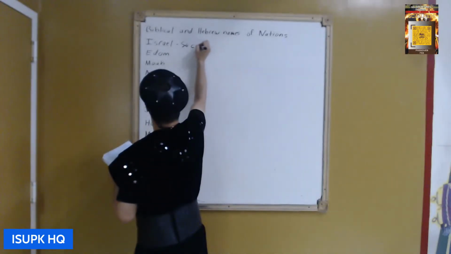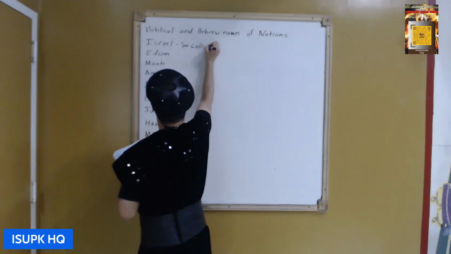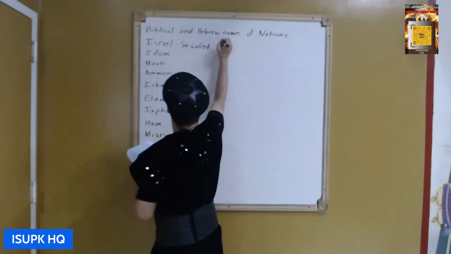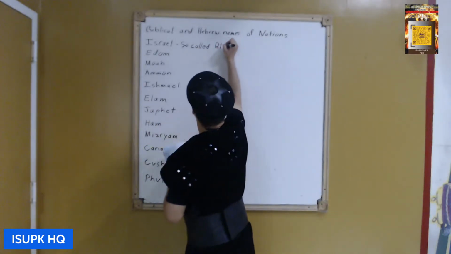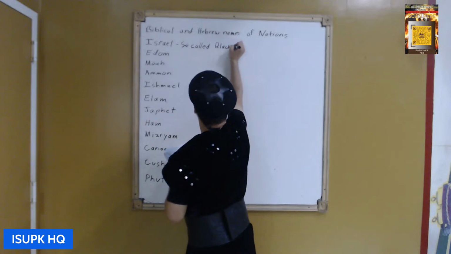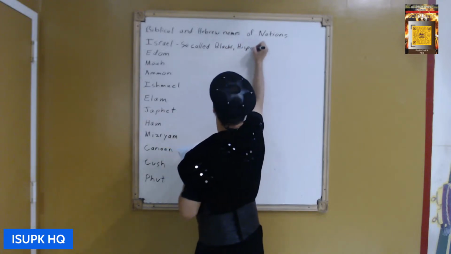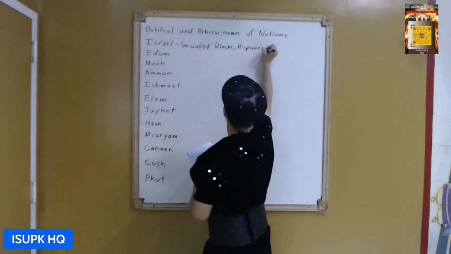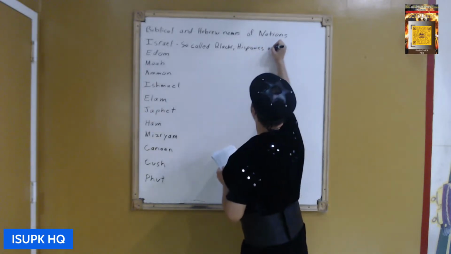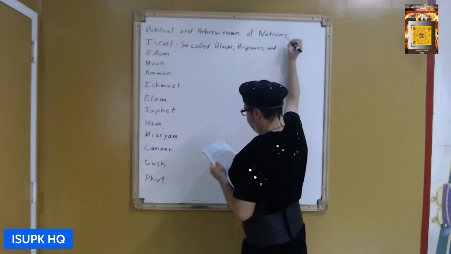Now, who is Israel? Israel are the so-called blacks, Hispanics, and Native Indians.